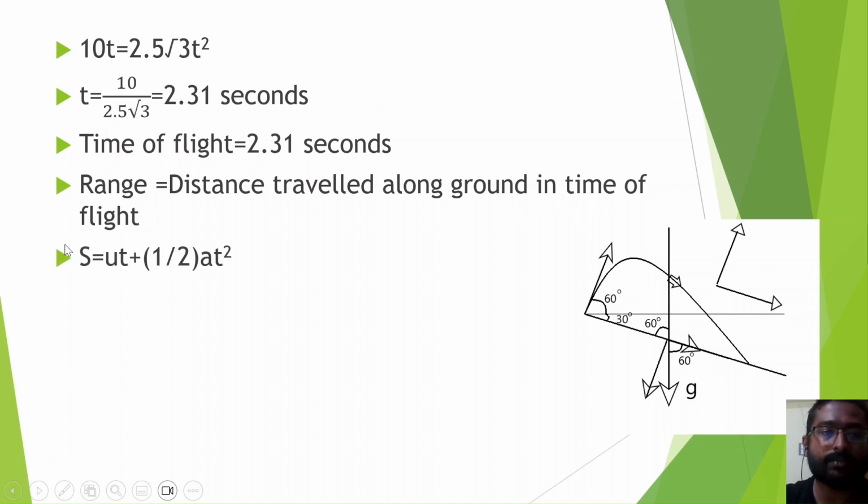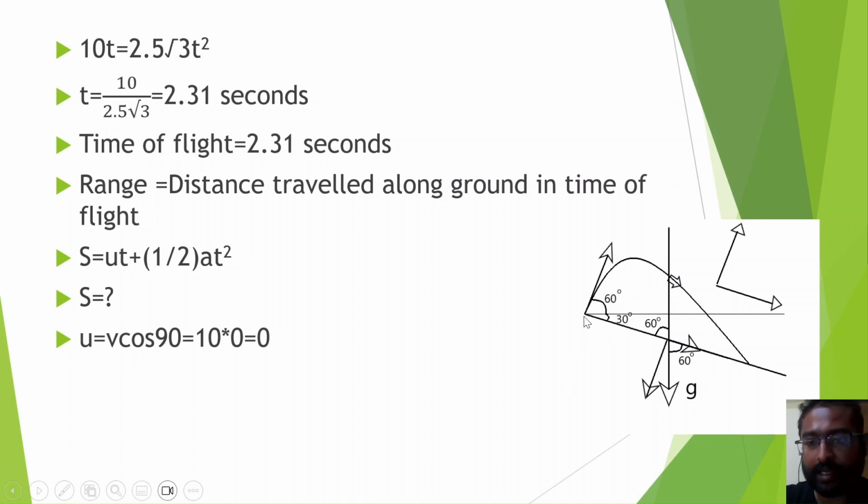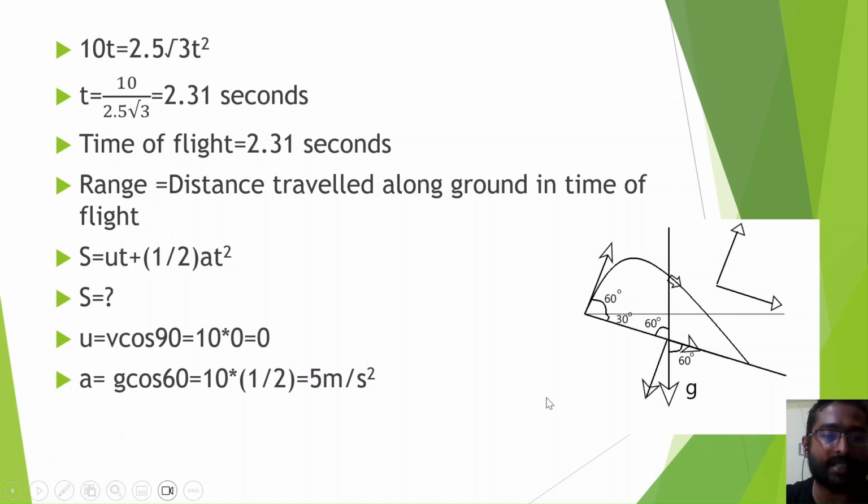Again we have the equation s equals ut plus half at square. Here s is the one we have to find, and u is v cos 90. Cos 90 is 0, so the initial velocity along the inclination is 0. And the acceleration is positive along the incline, which is g cos 60, so 10 into 1 by 2, which will be 5 meter per second square.